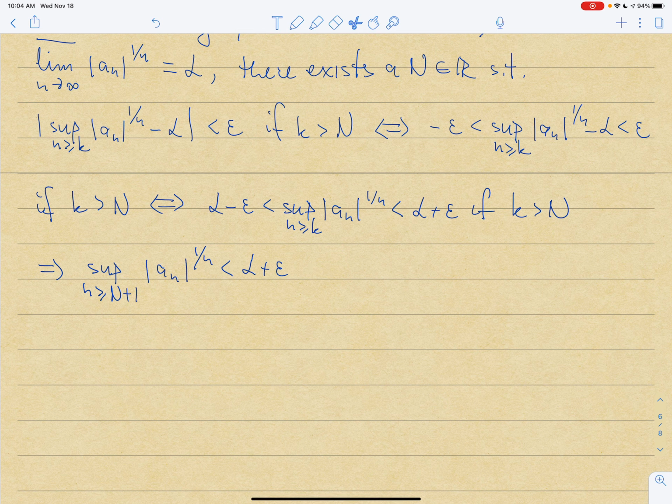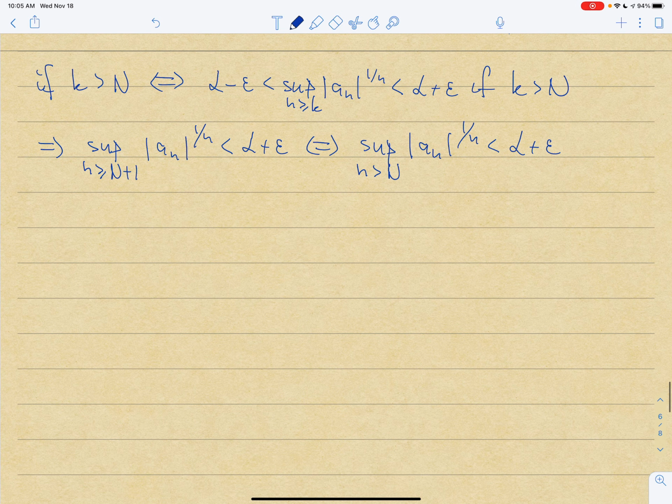Right, so the only thing that I did now is I chose the first k that is bigger than capital N, so I'm replacing k by capital N plus 1, and I'm neglecting the lower bound, right? So this is what we got. But saying that is the same thing as saying supremum over n greater than capital N of an to the power 1 over n is less than alpha plus epsilon. And that statement, in turn, is equivalent to saying that the absolute value of an to the power 1 over n is less than alpha plus epsilon for any n bigger than capital N.